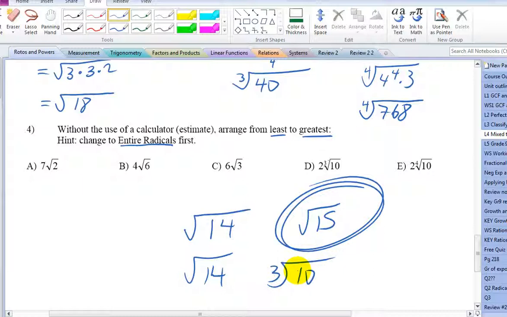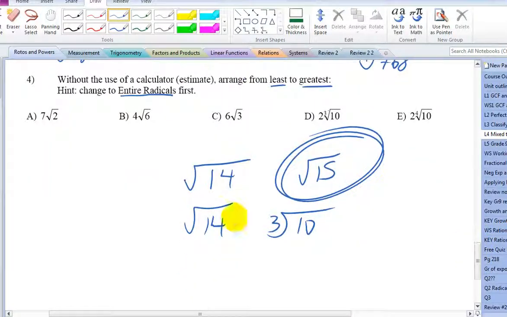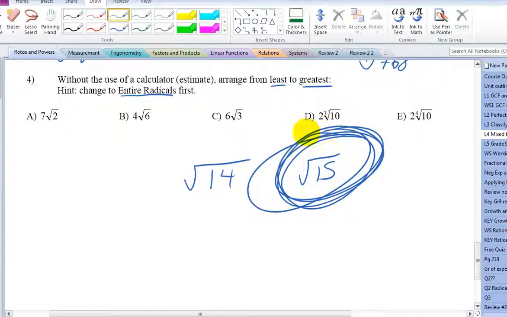That's what we did before. But if they're the exact same radicals, you'll know that one's larger because it's a bigger number. The index is the same. So right now, for A, B, and C, I want you to change these to entire radicals. Go.